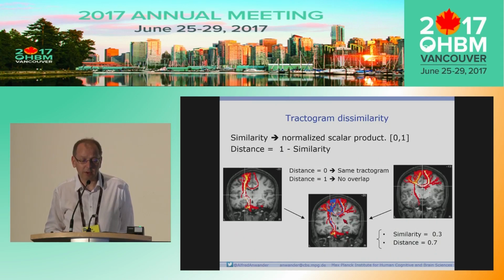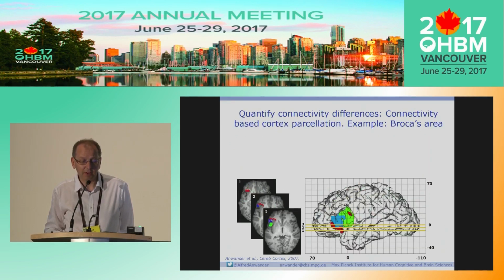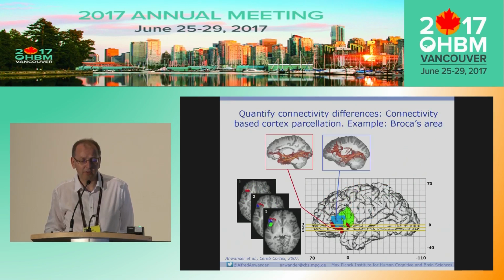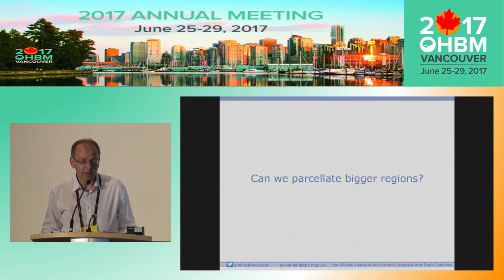So take the whole brain, compute the similarity, very simple, get the similarity matrix, and do a simple clustering, and then you get the parcellation out of it. This can be done for different areas, like here for the inferior frontal gyrus, which has representatives with different connectivity profiles. Can we do it also for bigger regions?